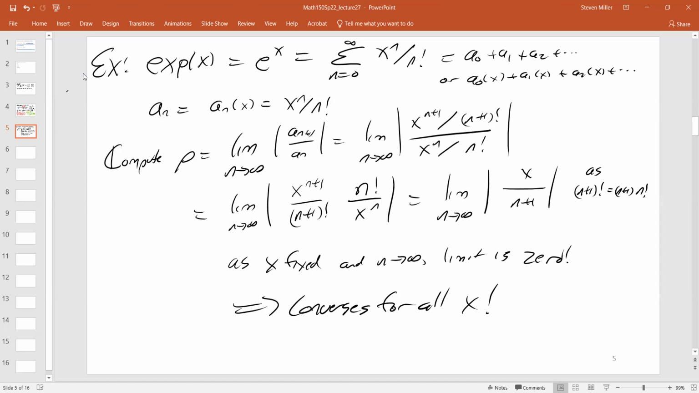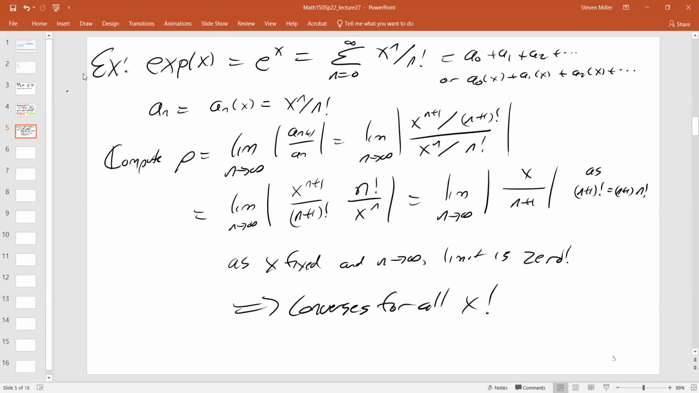Yes? So you're saying the series defined by e to the x converges? Converges for every value of x. That's what we just showed. No matter what value of x you take, you get a limit that is equal to 0 when you use the ratio test. So since the limit is 0, it converges. So no matter what value of x I take, e to the x is well defined, this infinite sum converges.